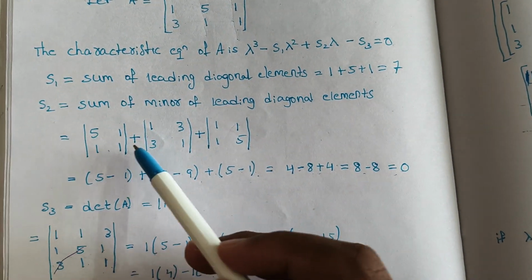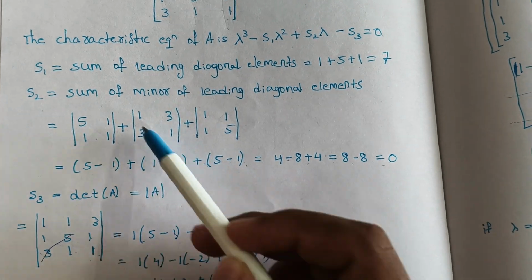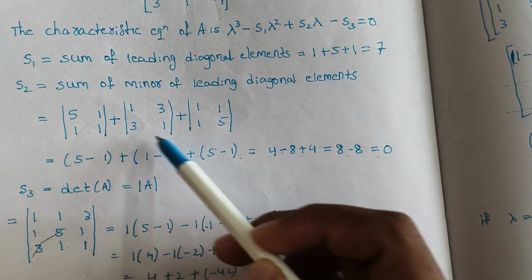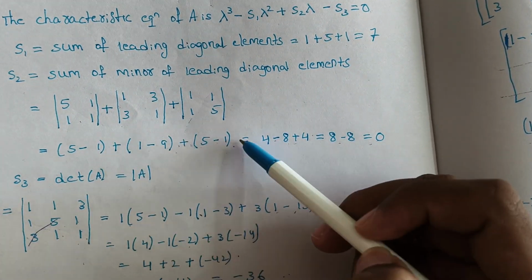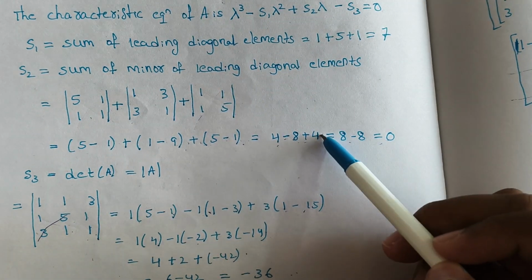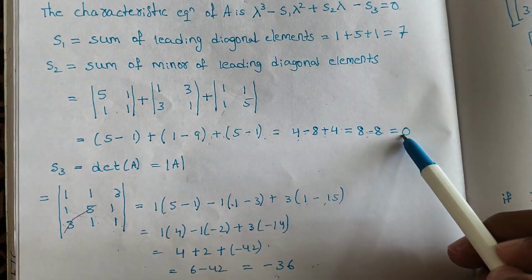Then 5 1 is 5 minus 1, plus 1 1 is a 1 minus 3 3 is a 9, plus 1 5 is a 5 minus 1 1 is a 1. Then 4 minus 8 plus 4 equal to 0. 8 minus 8 equal to 0.